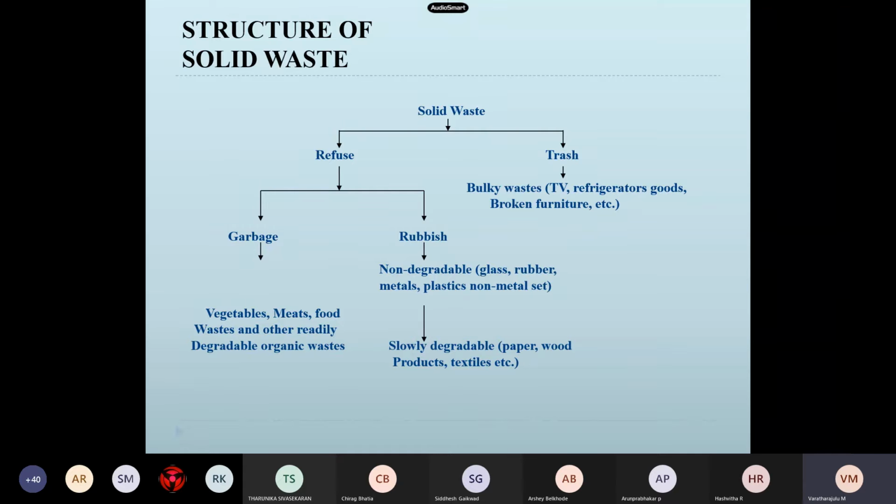And the refuse is further classified into garbage and rubbish. The garbage is like vegetables, meats, food waste, and other readily degradable organic waste. The rubbish is non-degradable, whether it might be glass, rubber, metals, plastics, non-metals, and it can be subcategorized into slowly degradable, that is paper, wood products, and textile, etc.